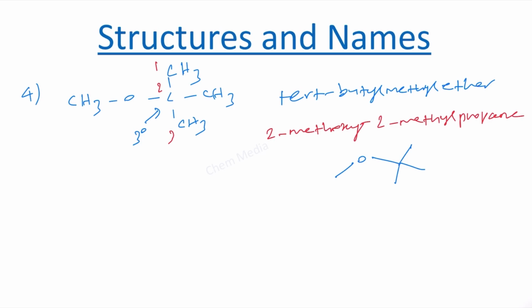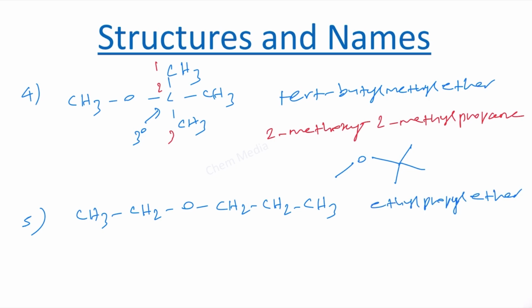And then number 5, we are now exhausted with the methoxy option. Now let us go to the ethoxy option. Therefore, CH3, CH2O, CH2, CH2, CH3. This is ethyl propyl ether, that is the common name. Let us number it 1, 2, 3. That is our long continuous carbon chain.